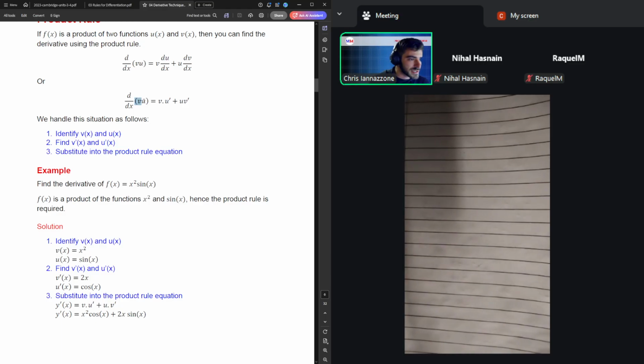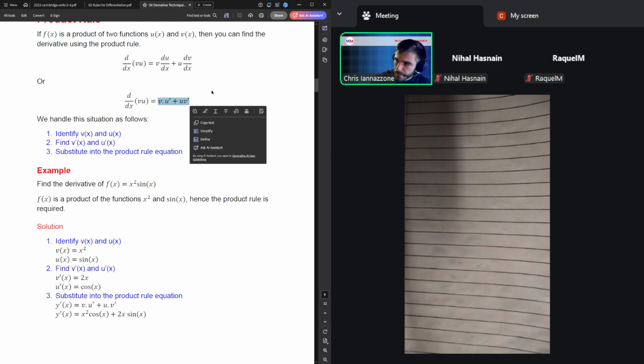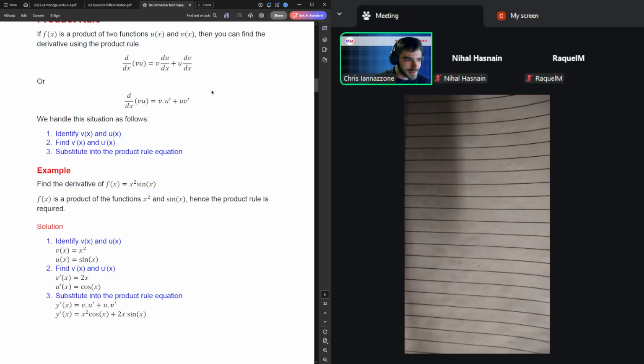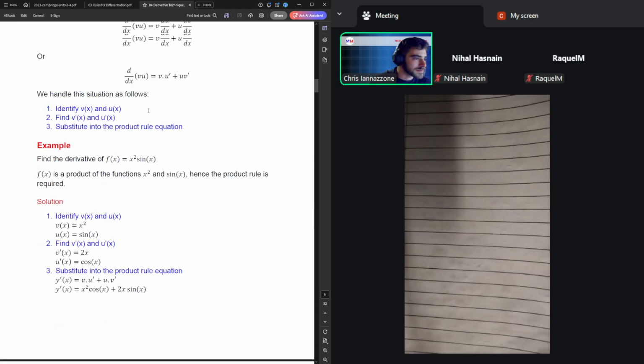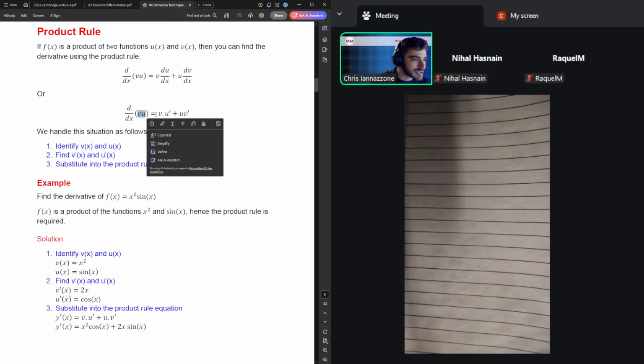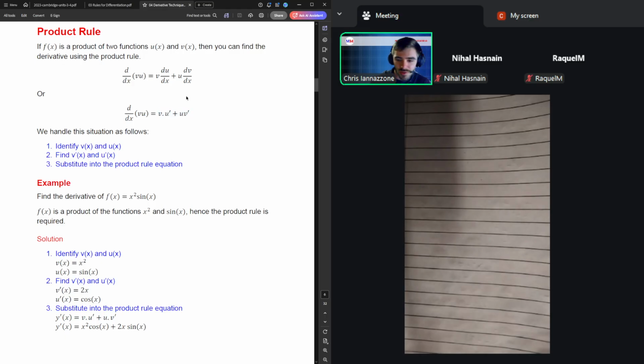For those of you who have seen the formula sheet already, you might notice that I've swapped the order of the v and the u. That's not because it matters, it's more so because I want to build a better habit. Because when you get to the quotient rule, the order does matter, and they start with v and u dash. So I figured I would try to build that habit a bit earlier. But fundamentally, it's multiplication and addition. You can do that in any order you want.